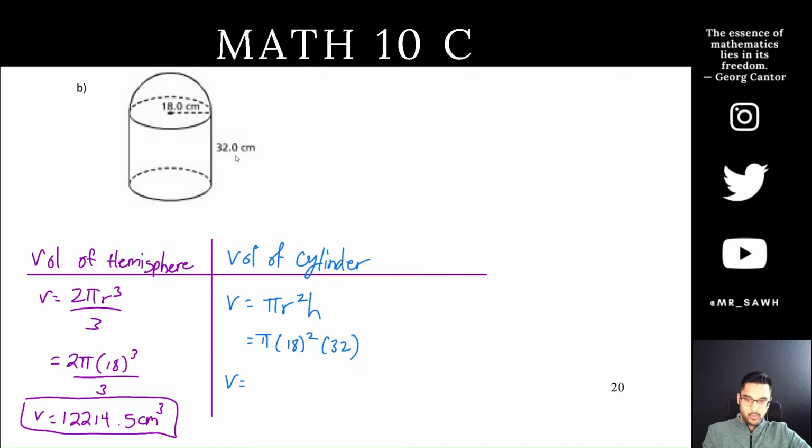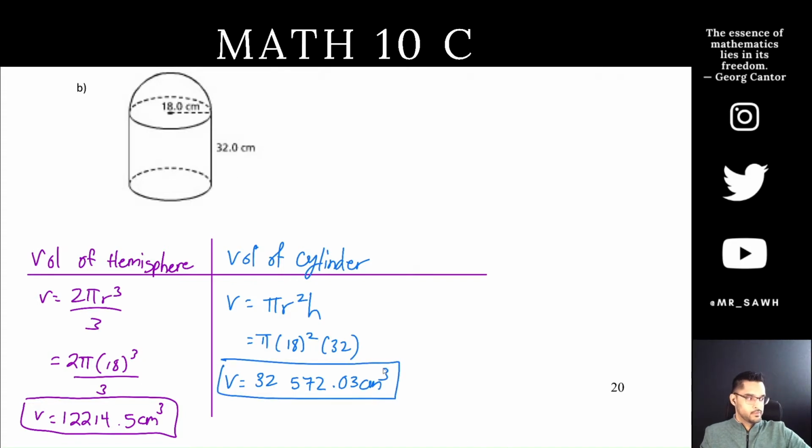So our volume works out to be 32,572.03 centimeters cubed once again. Okay, there's our units for volume. And again, very last thing to do, we found each of the volumes of those pieces separately. So we'll just combine to get our total. Let's see if I can extend this a little bit. There we go. Different colors, but I'll do.